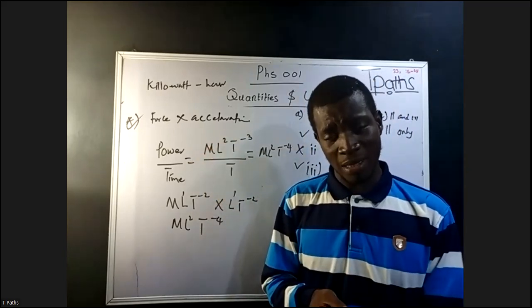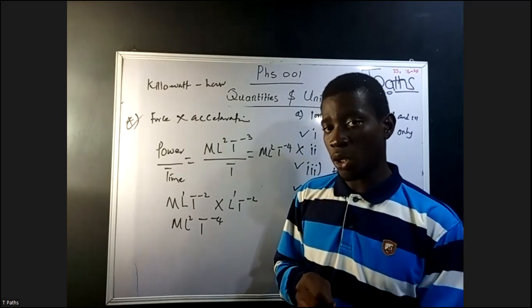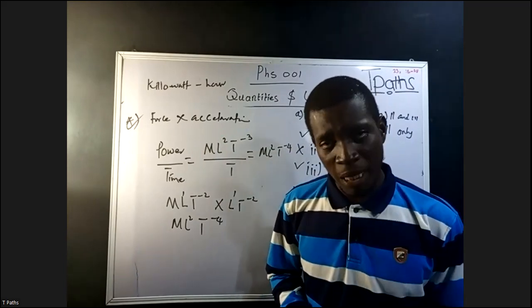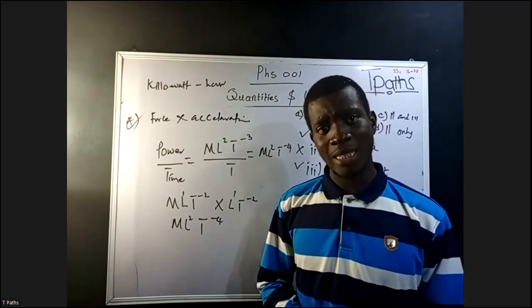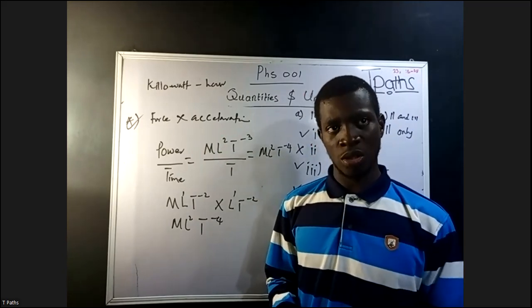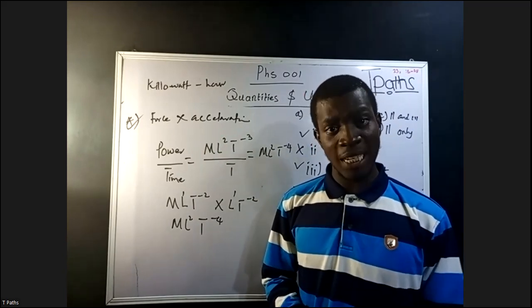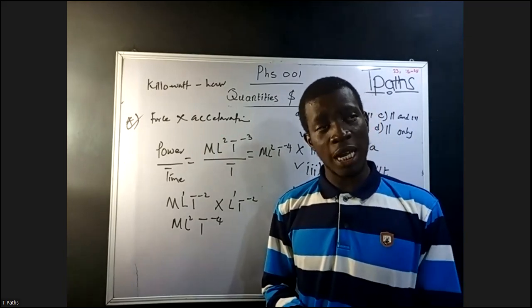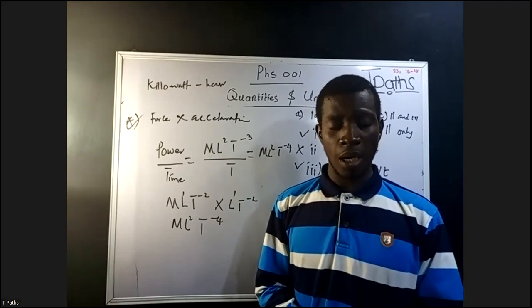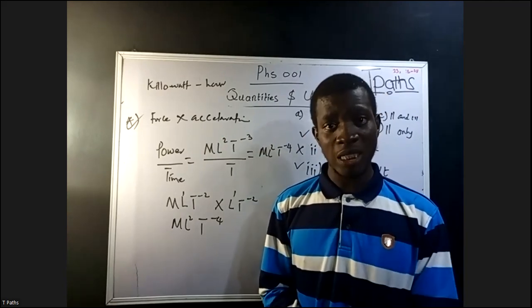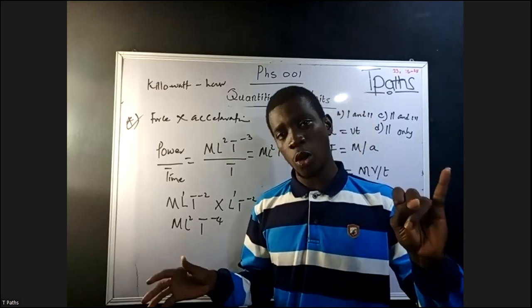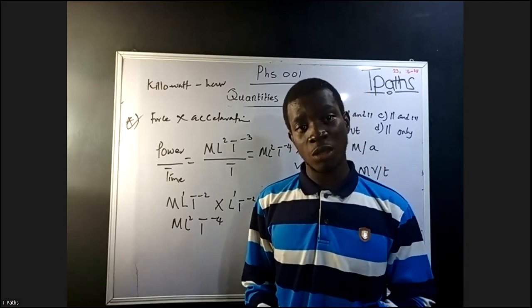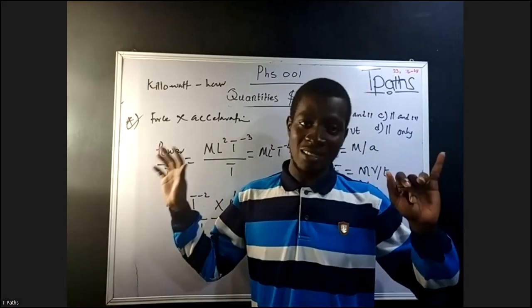The first one is mass. Mass is measured in what? Kilogram. The second one is length. Length is measured in meter. The third one is time. Time is measured in seconds. The fourth one is current, measured in ampere. The fifth one is the amount of substance, which is measured in mole. I think there are 6 in number. And the last one is luminous intensity, which is measured in what? Candela. So there are 6 in number.